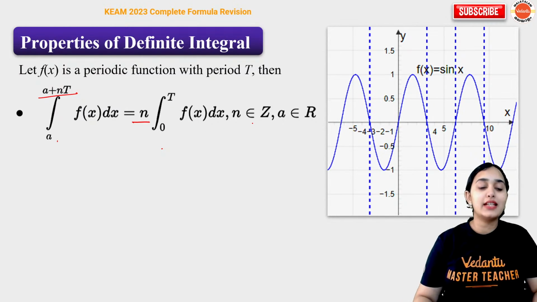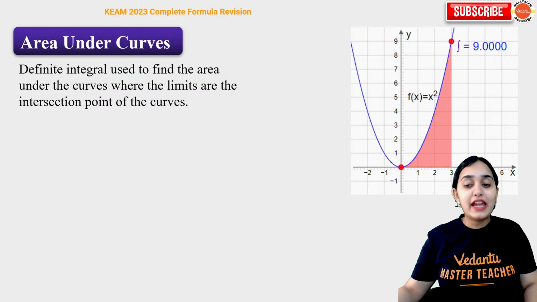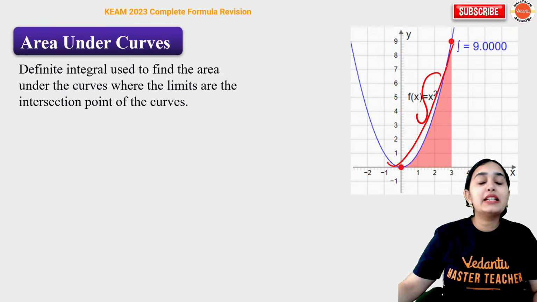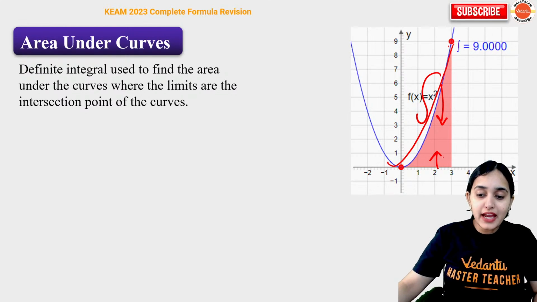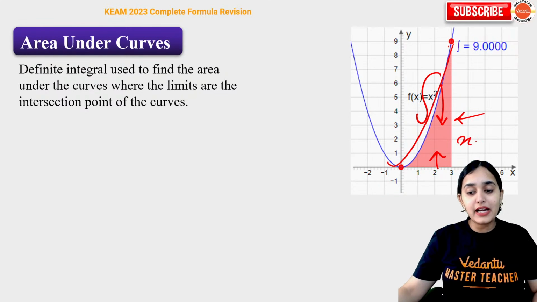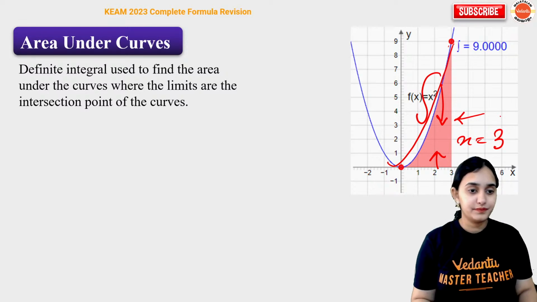Okay. And lastly, integral a to a plus nT of f(x) dx can be written as n times integral 0 to T of f(x) dx. Area under the curve: whenever you integrate a curve, it gives you the area below the curve and above the x-axis till the point you are integrating. If you are integrating till x equal to 3, till that point.